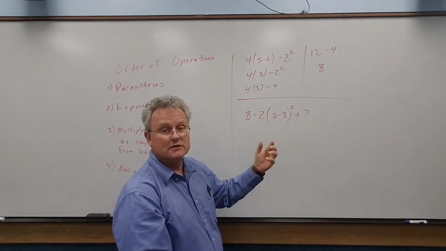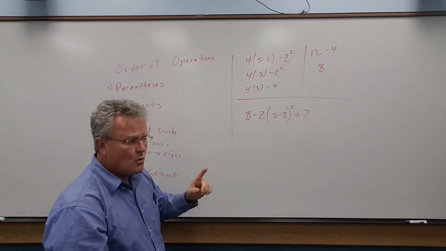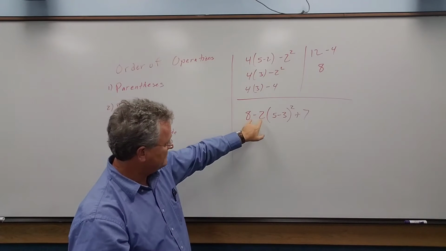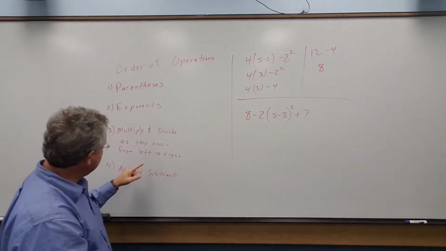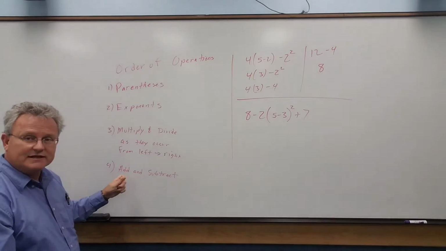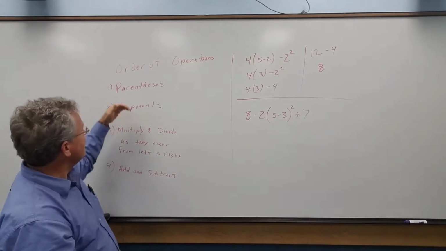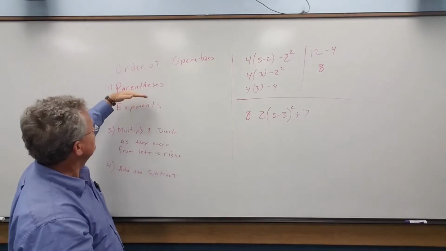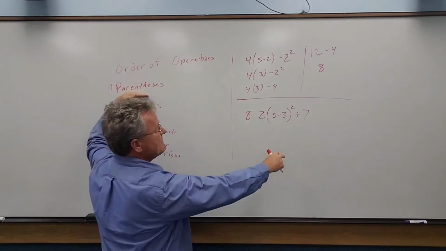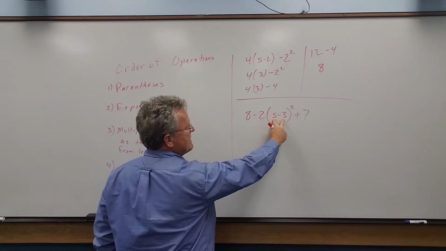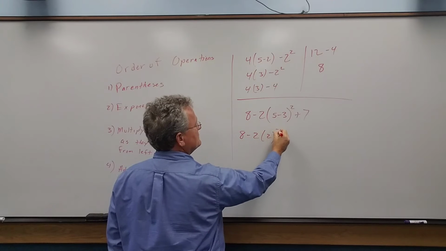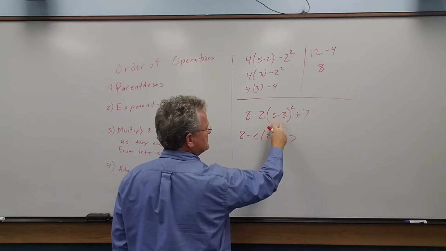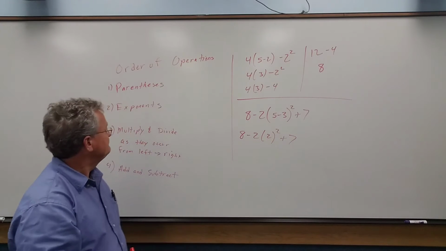Now let's do one that's a little more involved. One of the biggest mistakes people make here is they say 8 minus 2 is 6. Keep in mind, adding and subtracting is the last thing we do. We've got to follow these steps. First step is simplify parentheses. 5 minus 3 is 2. That's the only thing I did, I simplified that.